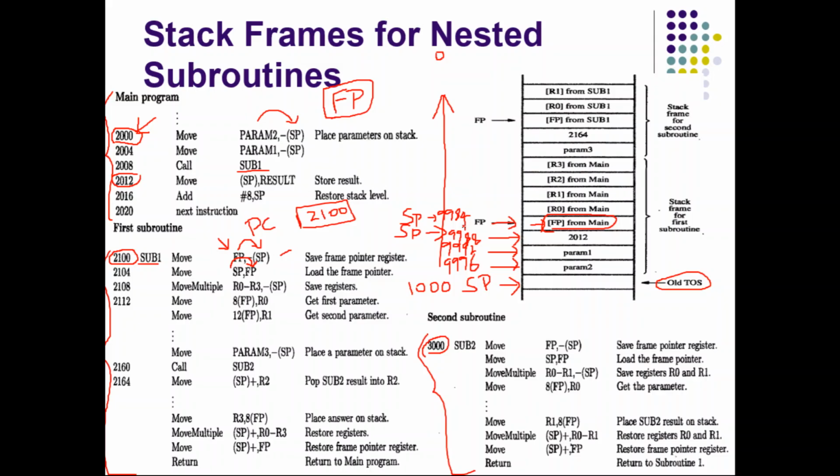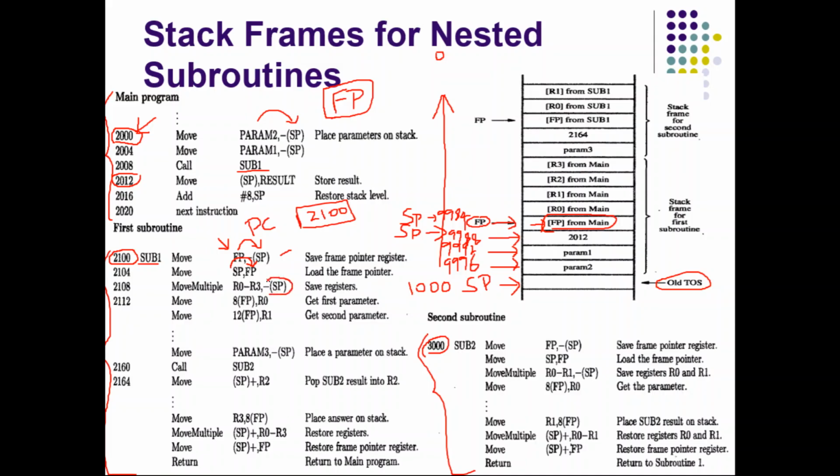Are you getting? So now Subroutine 1 wants to use FP. So before that, it is pushing the older FP from main into the stack. That is the point. And currently FP is pointing wherever the stack pointer is pointing, 9984. FP is also pointing here. Fine. Next you see, move multiple R0 to R1, R3 minus SP.